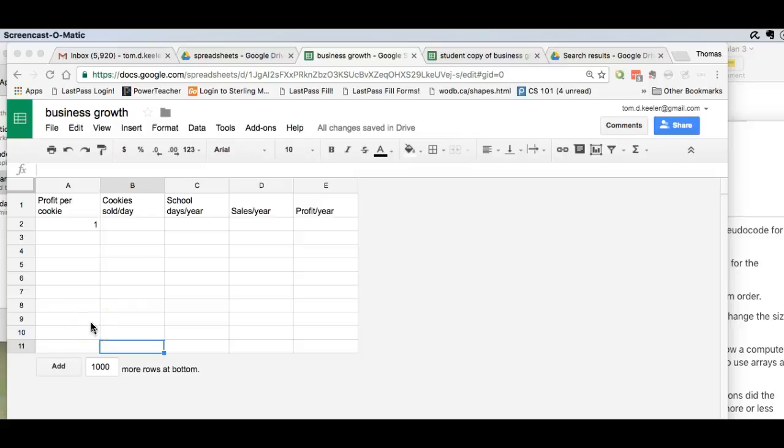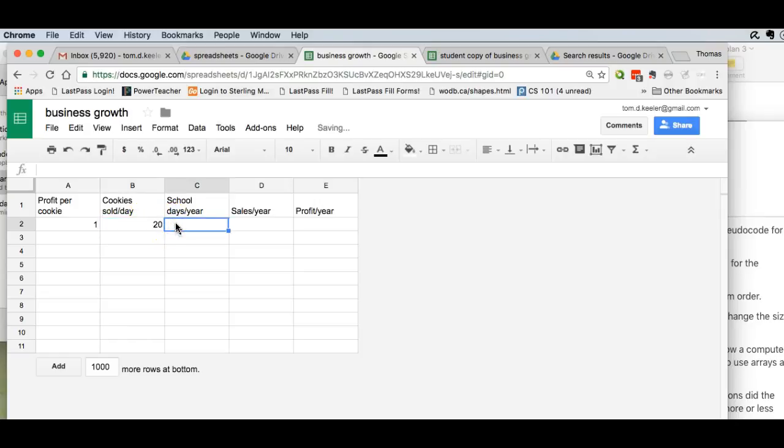Let's look into sales growth, and we'll start out by predicting our sales for the first year. And so we say we can sell 20 cookies per day. So in our class we have 28 students. We'll sell 20 cookies per day, and we'll do that just during the school year. And so we'll assume we can sell 20 cookies per day for each of the 180 days that we go to school.